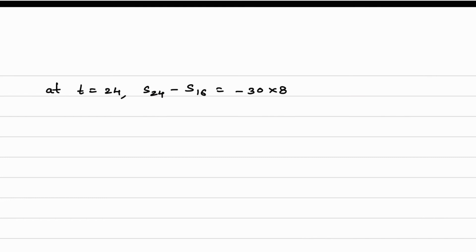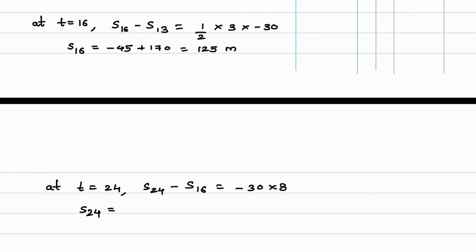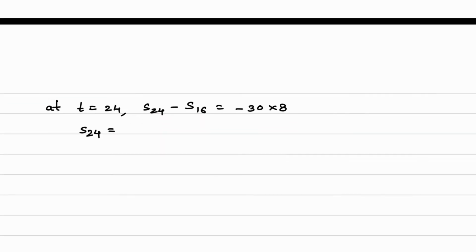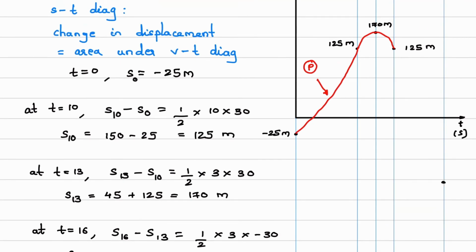So S24 is equal to the S16 value, which is 125. It will go on the right-hand side and become positive. Minus 240 plus 125, so the displacement is minus 115 meters. Suppose this point is minus 115 meters. Now we'll see how to draw this.